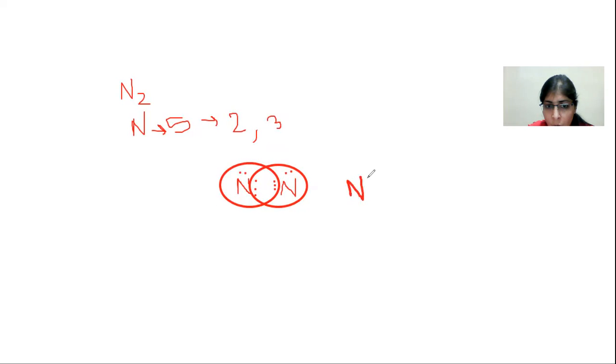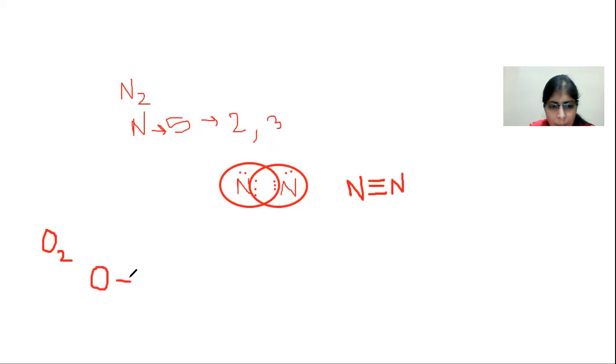Now there are 6 dots total in the common circle. So 1 bond, 2 bond, and 3 bond. 2 dots means 1 bond. So 6 dots means 3 bonds. Like this. Similarly, we have O2.